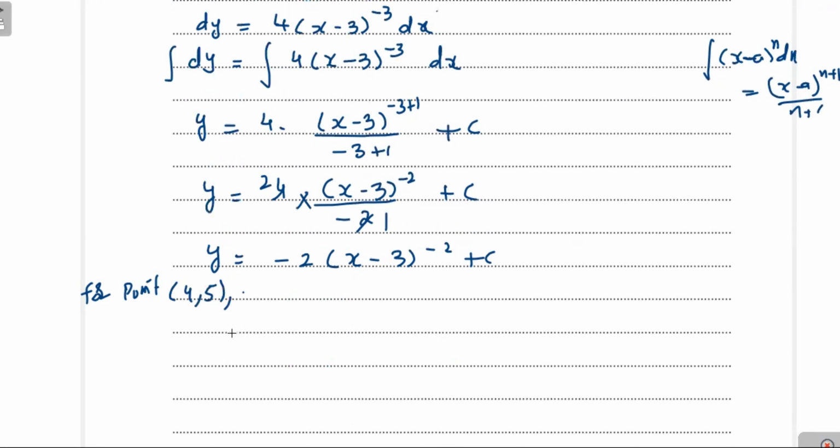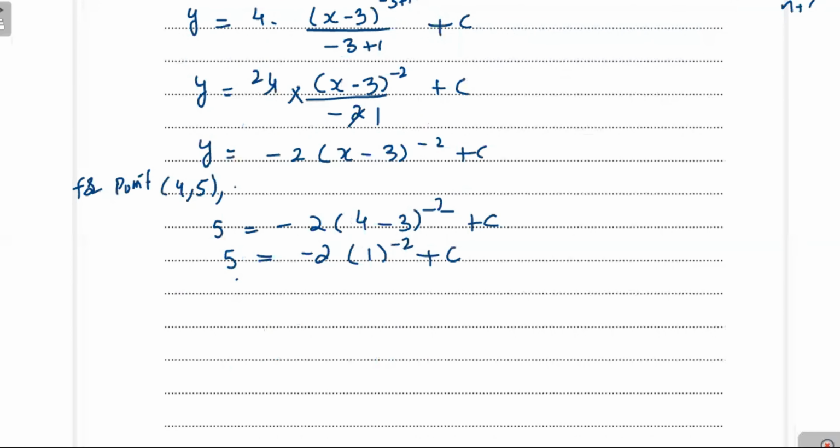So y equals 5, and minus 2 is written as it is, (4 minus 3) power minus 2 plus c. We get minus 2 into 1 power minus 2 plus c, and 5 equals minus 2 plus c, and c will be equal to 7. The equation of the curve becomes y equals minus 2 into (x minus 3) power minus 2 plus 7.